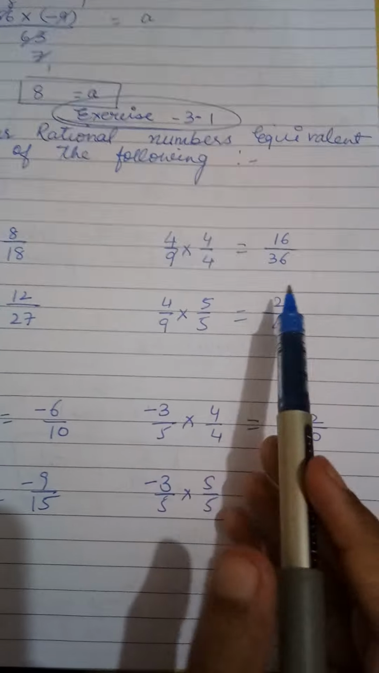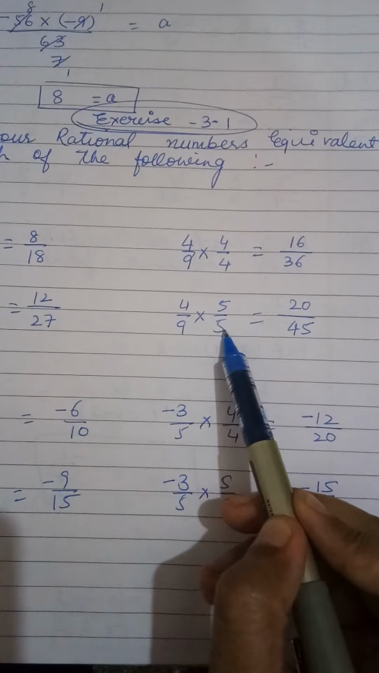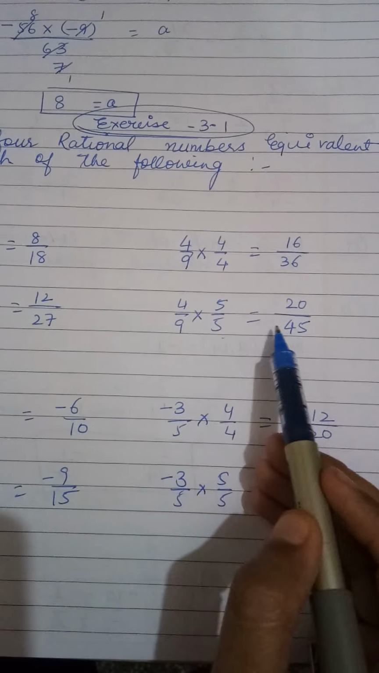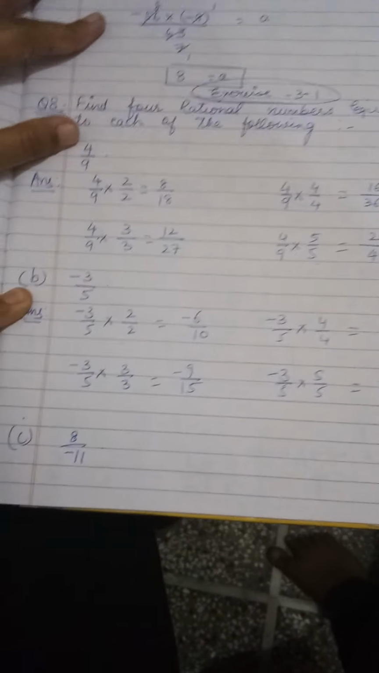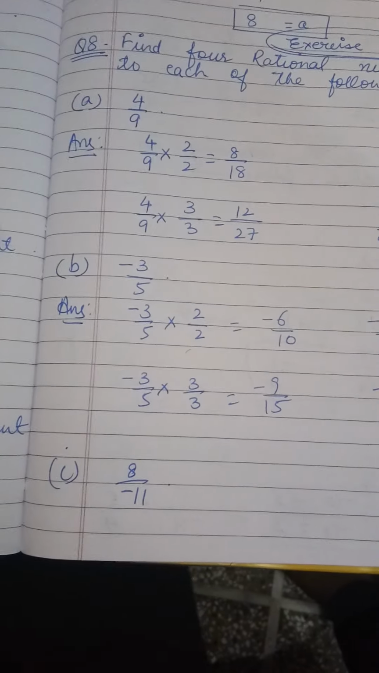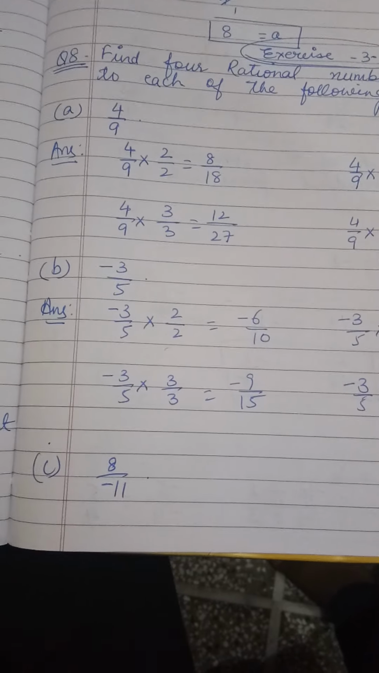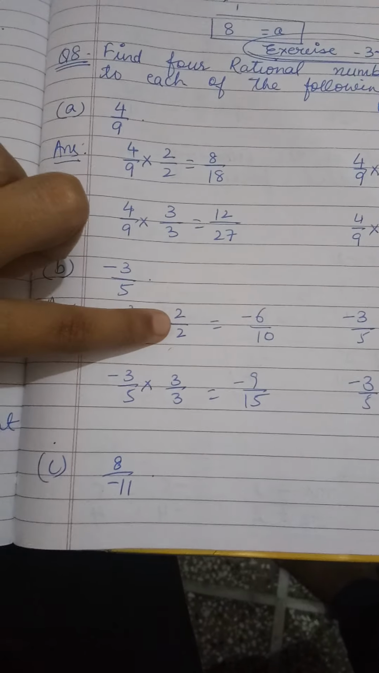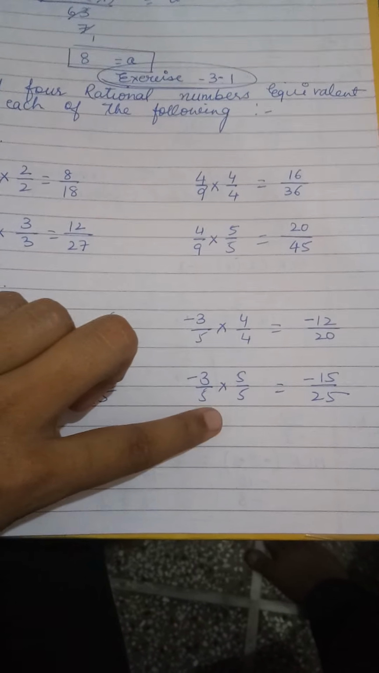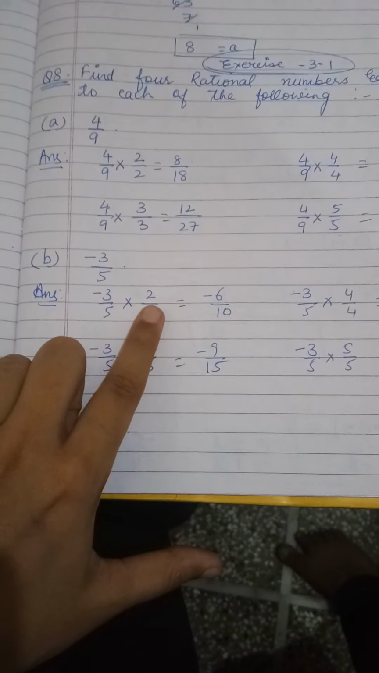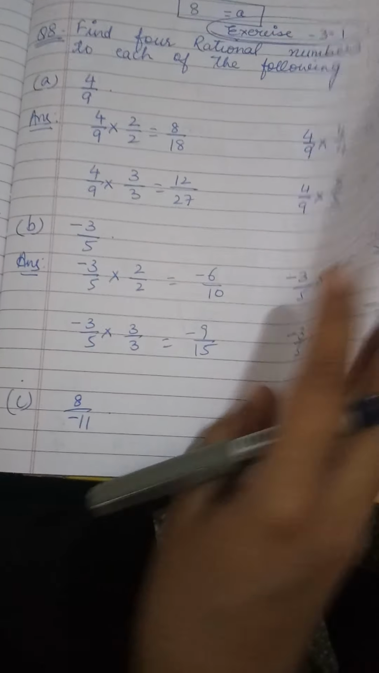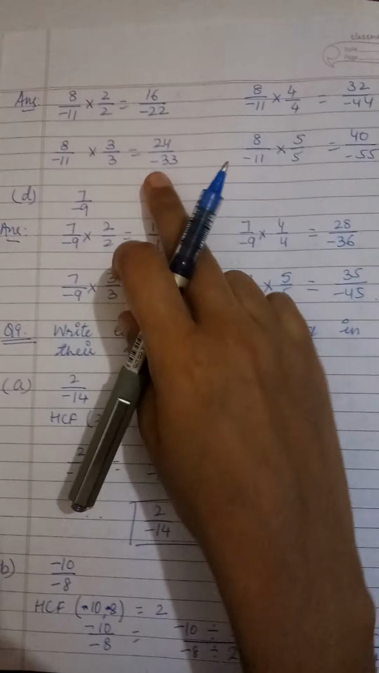Then 4 upon 9 into 5 upon 5. I have multiplied and divided by 5. 4 fives are 20, 9 fives are 45. Similarly, you can do the B part also. In B part, we have minus 3 upon 5. Again, we have to find 4 equivalent fractions. So what I'm going to do, first of all, multiply and divide by 2, then multiply and divide by 3, multiply and divide by 4, then multiply and divide by 5. Then you multiply the numerator with the numerator and denominator with the denominator. Likewise, you can do all the parts A, B, C and D. All parts you can do like this.